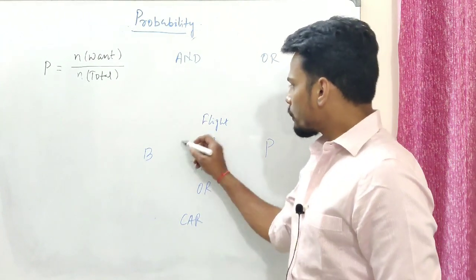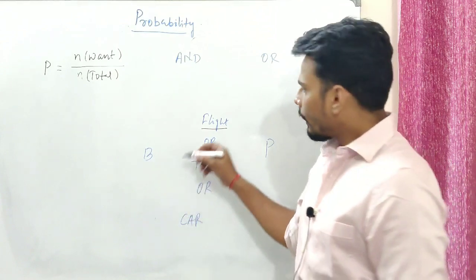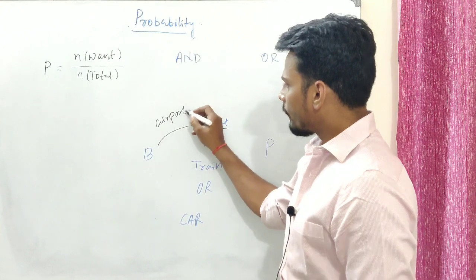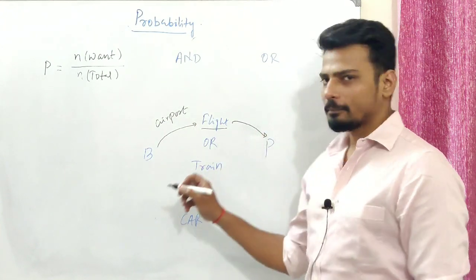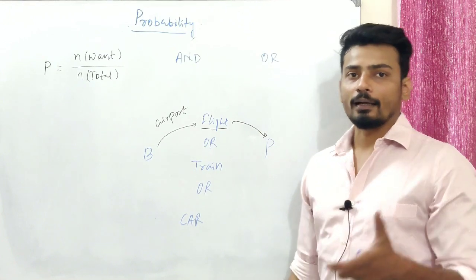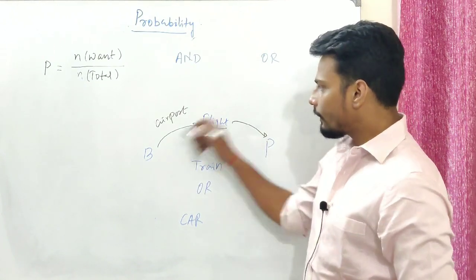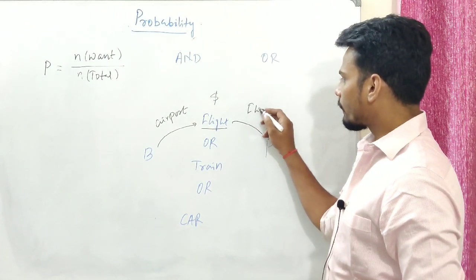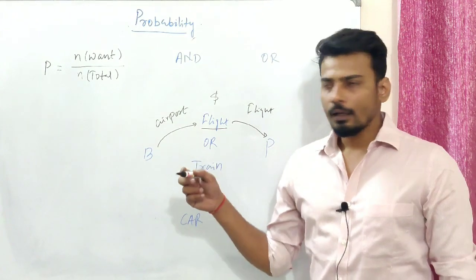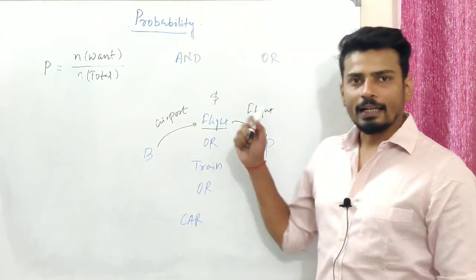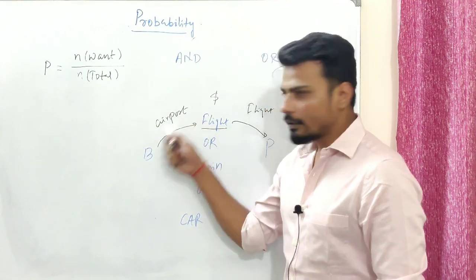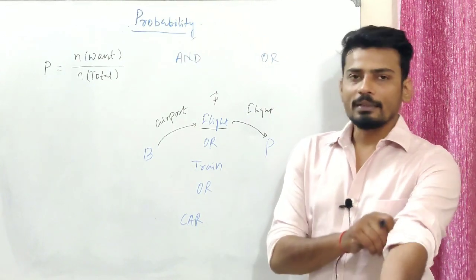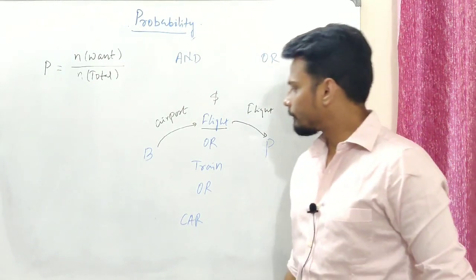If I want to take a flight, I first have to reach the airport, and from there I'll take a flight and reach Patna. I've used the word 'and'. I'll not be able to reach Patna until I reach the airport and then board a plane. So if I want to reach Patna, I have to do this event and this event, both. Both must happen, or else if you miss the flight, you will not reach your place.